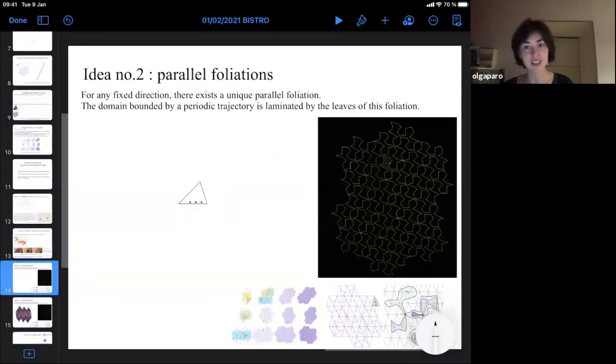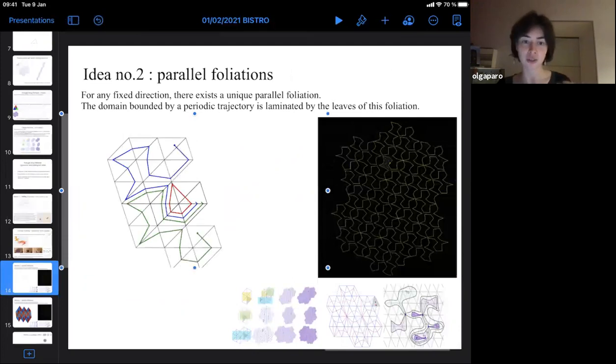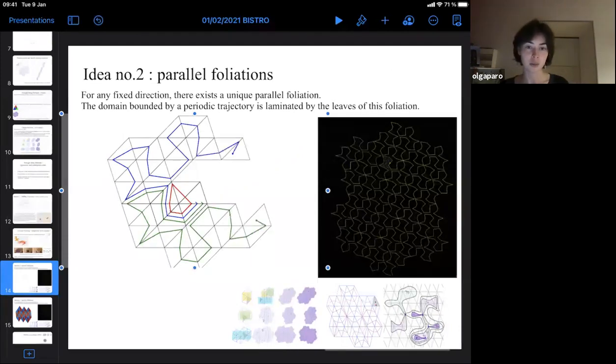The next idea is just building up on this idea of folding. So let me show you one more animation. If you launch three trajectories in the same tile and you launch them in a parallel way, they will live their lives. They will separate each time they hit a singularity between them. But they will stay parallel in all the tiles they cross together.